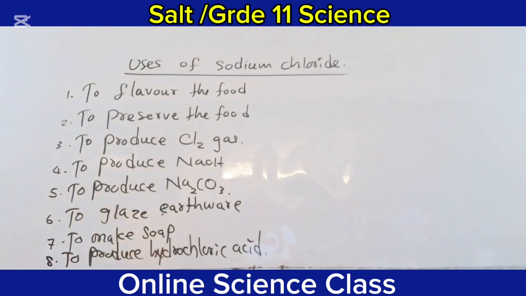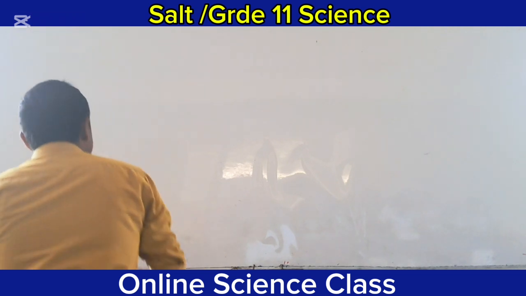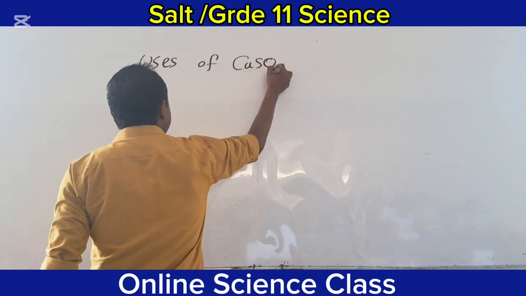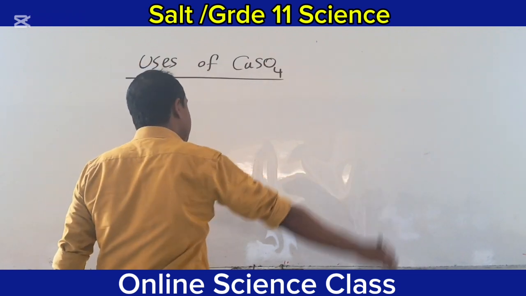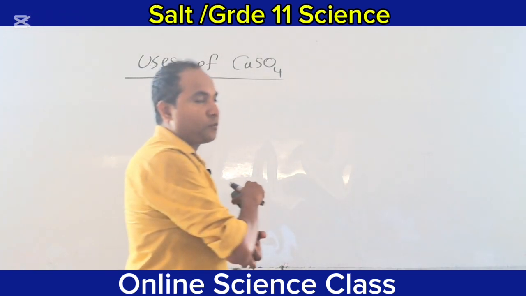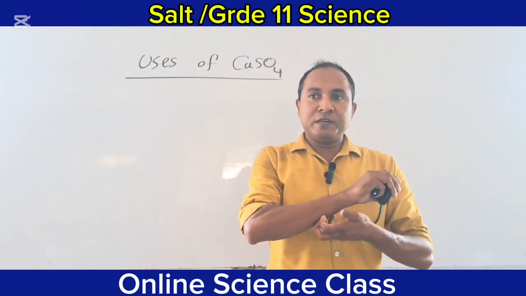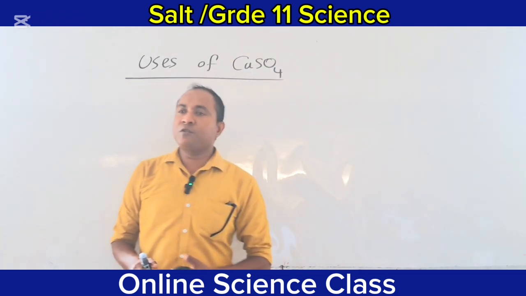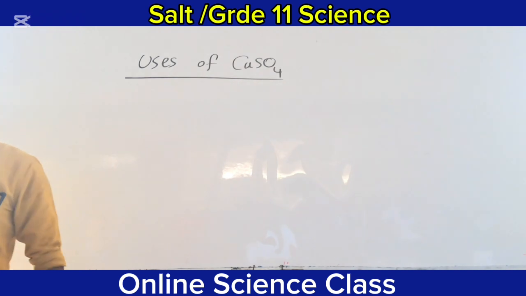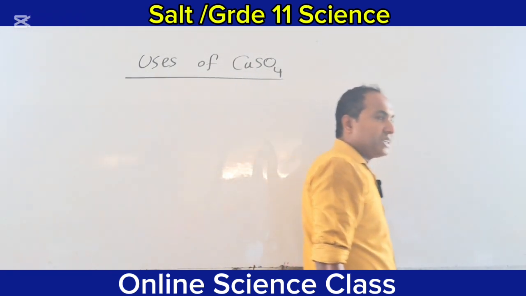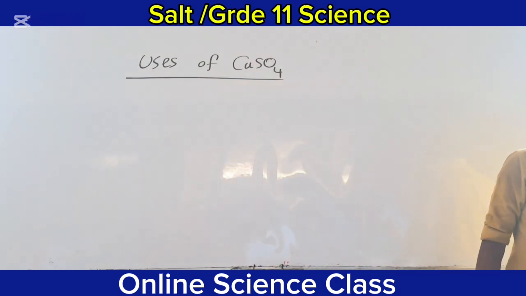Those are the uses of sodium chloride. Copper sulfate, CuSO4. Copper sulfate has two forms. What are the two forms of copper sulfate? Anhydrous copper sulfate and hydrous copper sulfate. What is the color of anhydrous copper sulfate? It is white. What is the color of hydrous copper sulfate? Blue. Right.